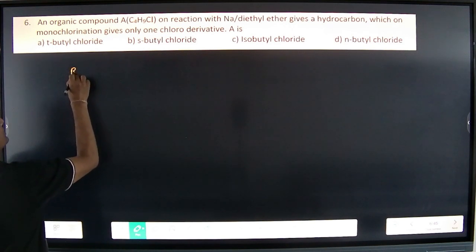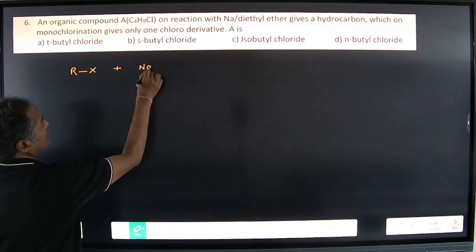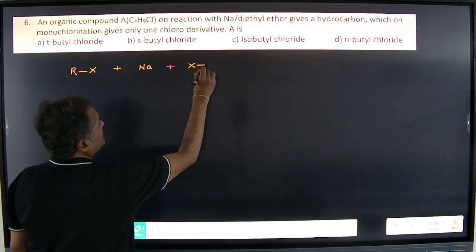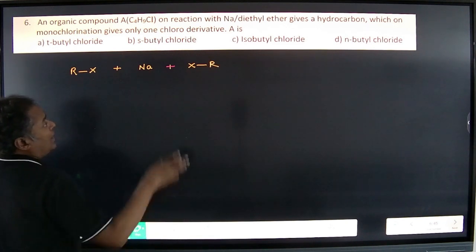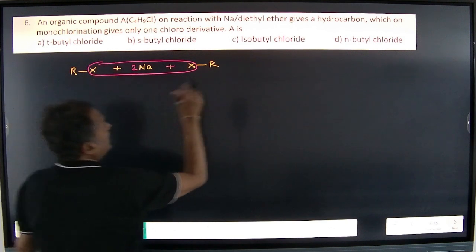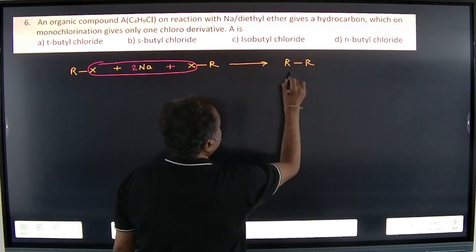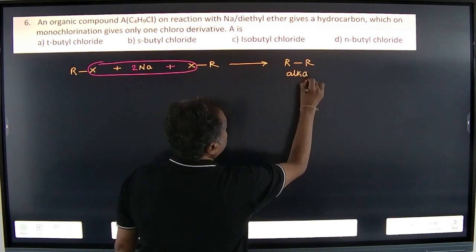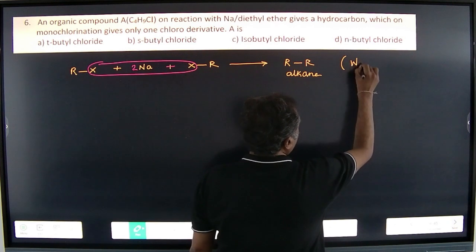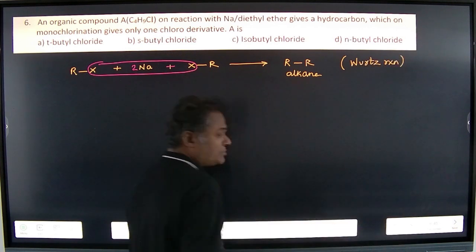Suppose I have an alkyl halide, and I treat it with sodium. You all know that here you require 2 molecules of alkyl halide and 2 moles of sodium. What will I get? An alkane is formed, which would of course be a symmetrical alkane. And this reaction we study is known as Wurtz reaction. Is it clear, child?